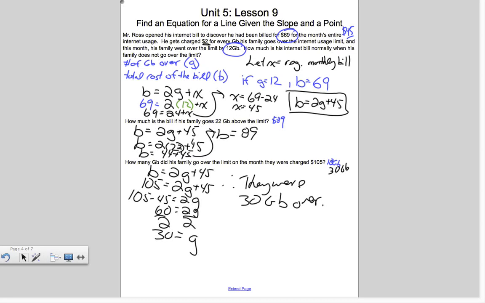So any questions on how we solve this? Hopefully we understand. It's great that we can do the first question in our head, but if we come up with an equation, then we can answer so many more questions with it.